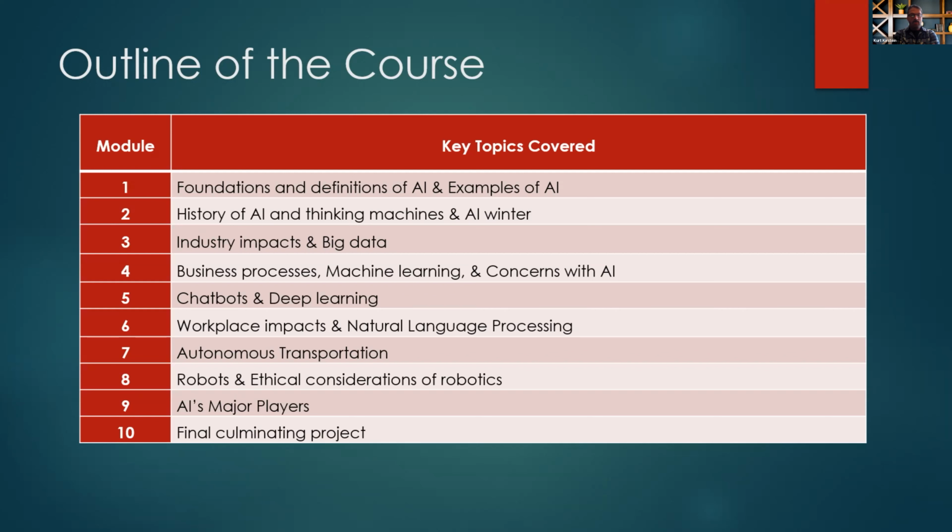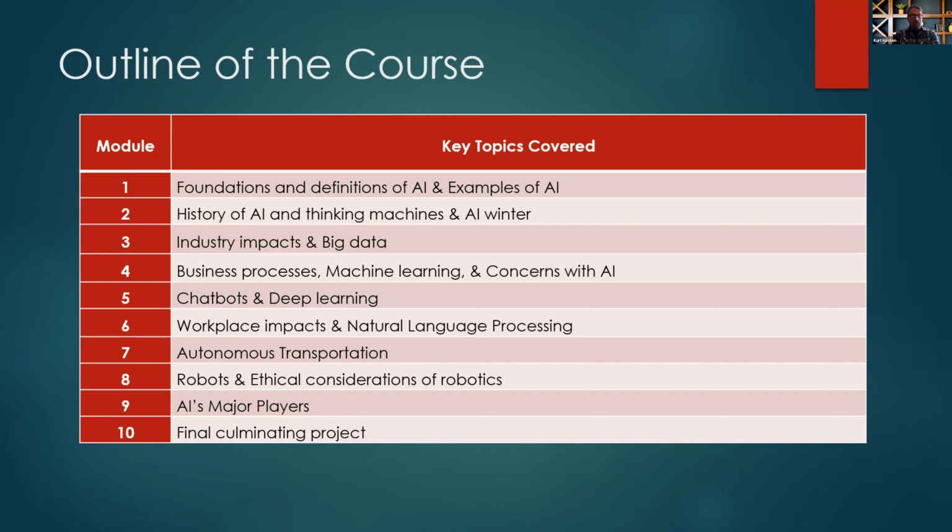Then we went through the history of AI and thinking machines and talked again about the concepts of AI winters, when the funding dried up and the research kind of waned. We talked about industry impacts and big data. AI is necessarily married to data and data analytics because it's largely the processing of very large data sets that make AI possible. So we had to touch on the concept of big data.